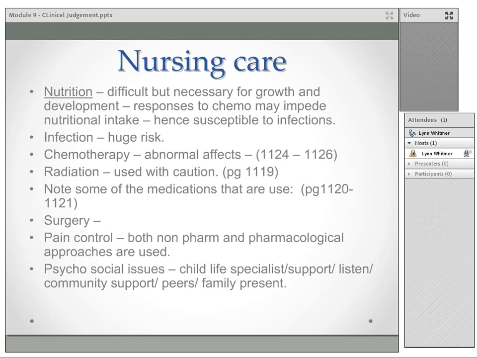Chemotherapy, on pages 1124 through 1126, they go through some of the effects of chemotherapy. Most of you are probably very clear and aware of those, having studied this in Nursing 2, or you're going to study it in Nursing 2, so I'm not going to spend a lot of time talking about it so that you don't have to listen to it over again.